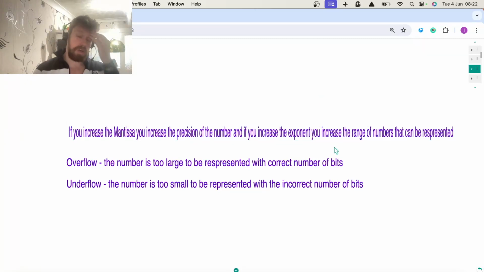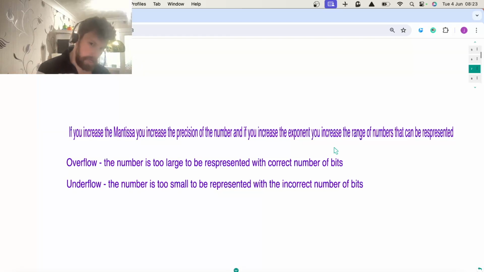So for this question up here, it's what happens when you increase the precision of a number, and what happens when you increase the exponent of a number. So if you increase the mantissa, the number of bits, or decrease them, vice versa, increase the exponent, decrease the exponent, what happens to the number?